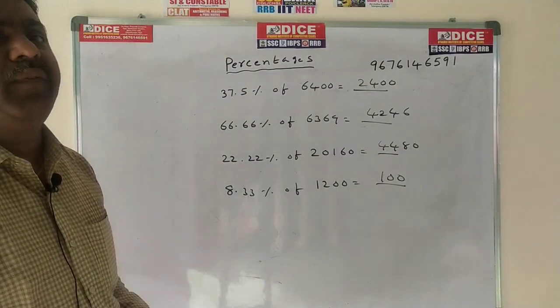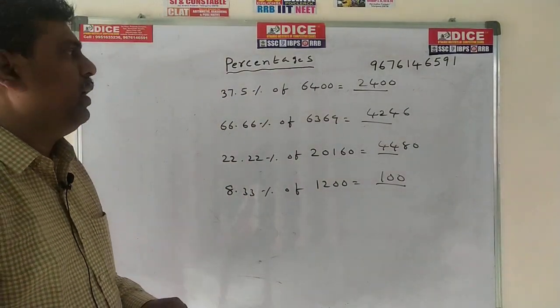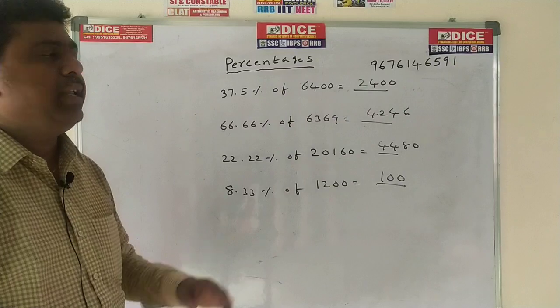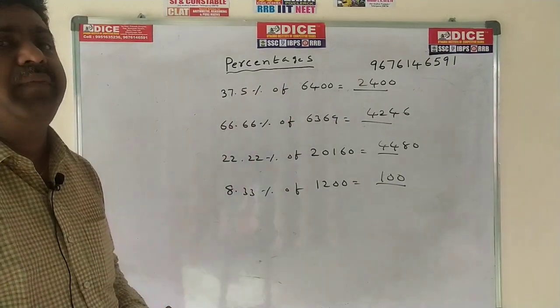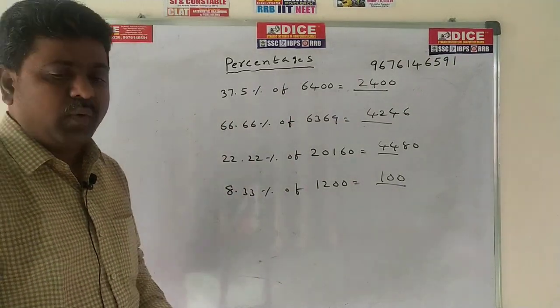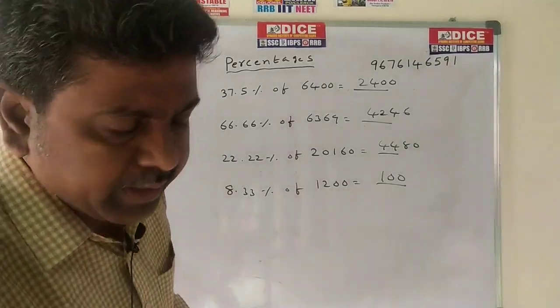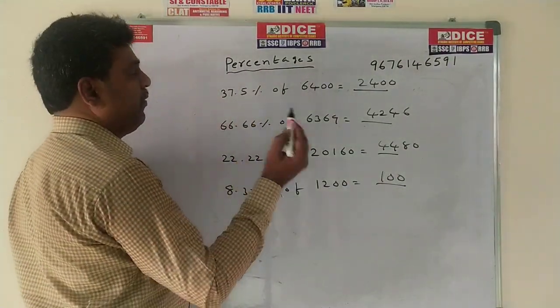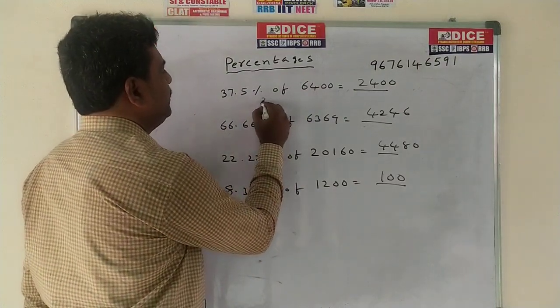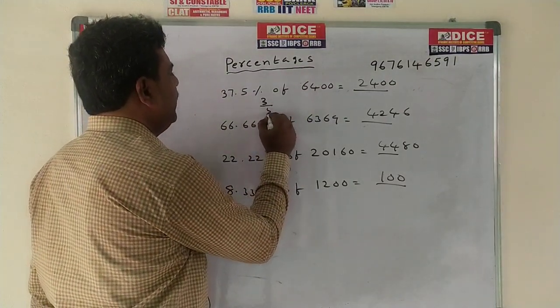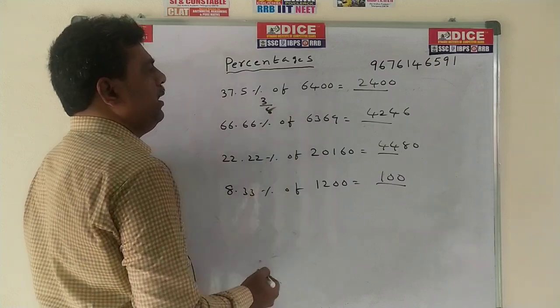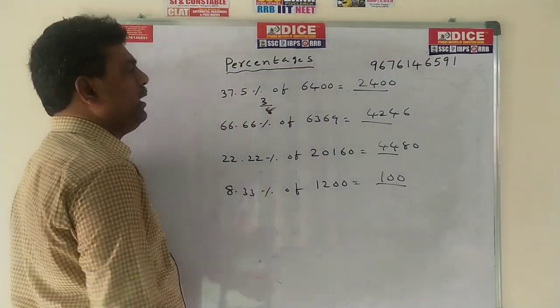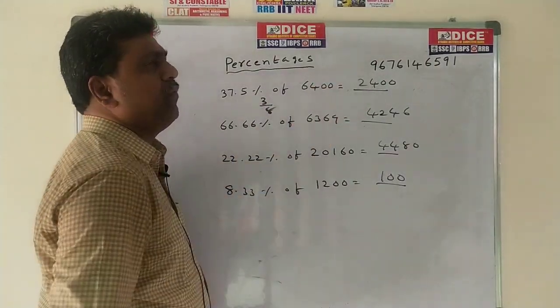We can do these within a fraction of seconds if you know the values of the fractions. If you know the shortcut, it is very easy. So what is the logic here? If you know the value of 37.5%, the fraction is 3 by 8. 3 by 8 of 6400 is nothing but 2400.